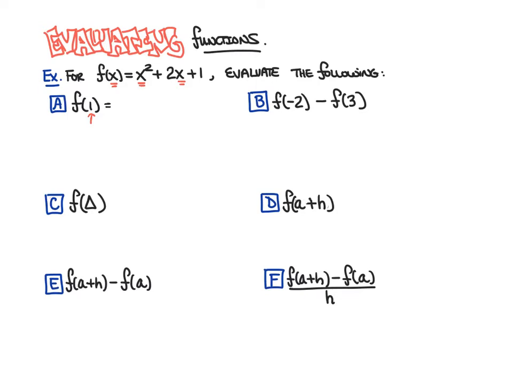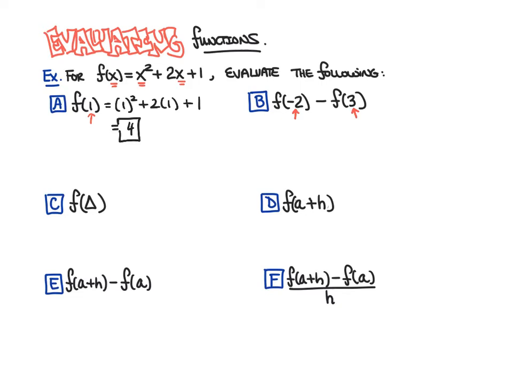So what it's going to look like is 1 squared plus 2 times 1 plus 1. And if you evaluate this, you'll get the number 4. So f of 1 is actually equal to 4. Now we can do the same thing over here in part B. In the first part, you're going to replace x with a minus 2, and then you're going to replace x with a 3, and then we're going to take the difference of the 2.